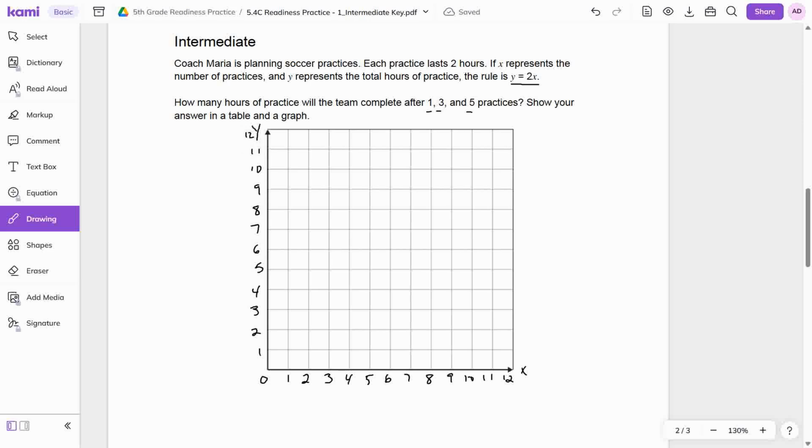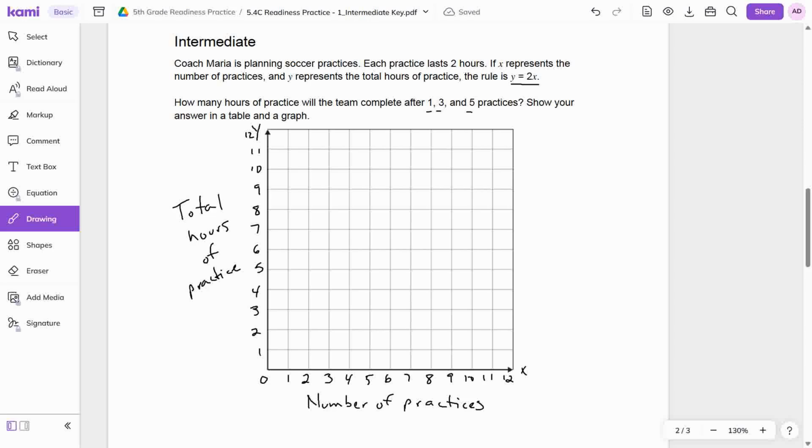Well, it says here, x represents the number of practices. Okay, so I'm going to put number of practices. What does the y represent? Total hours of practice. And so if you look at the problem itself, it's always going to need to define for you what is the x and what is the y.